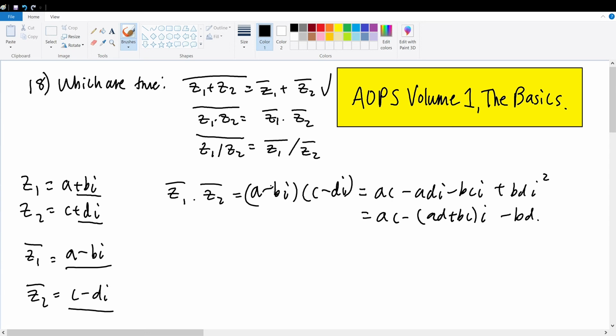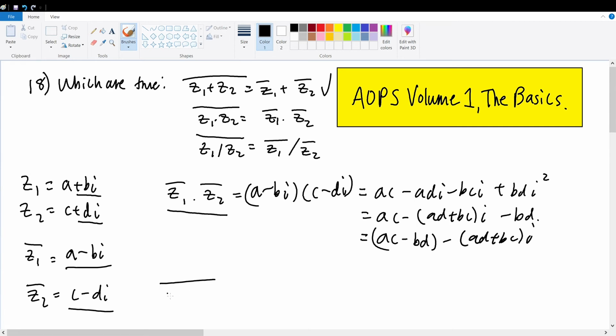And ac minus parentheses ad plus bc times i, minus bd, will be its complete expanded form. And if I just rewrite this to group the real and imaginary numbers together, this becomes ac minus bd, parentheses, minus ad plus bc times i. I parenthesized to show you the real terms and the imaginary terms. So this is the completely simplified version of z1 conjugate times z2 conjugate.